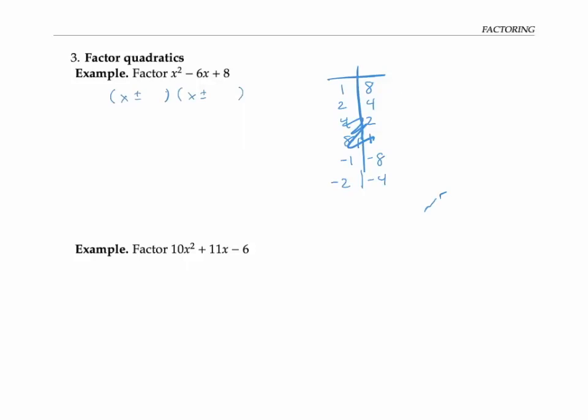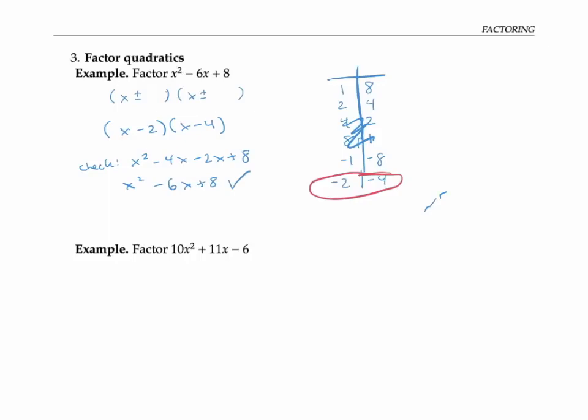Now I just have to see if there's a pair of these numbers that add to negative 6, and it's not hard to see that these ones will work. So now I can write out my factoring as x minus 2 times x minus 4. And it's always a good idea to check by multiplying out. I'm going to get x squared minus 4x minus 2x plus 8, and that works out to just what I want.